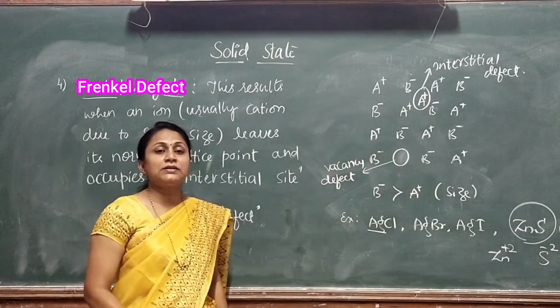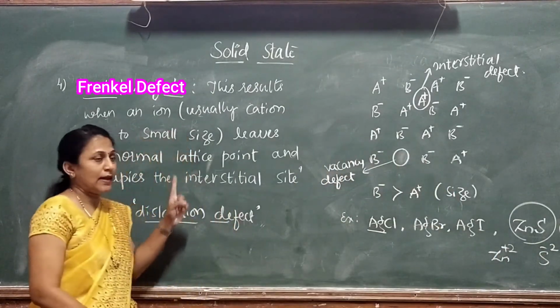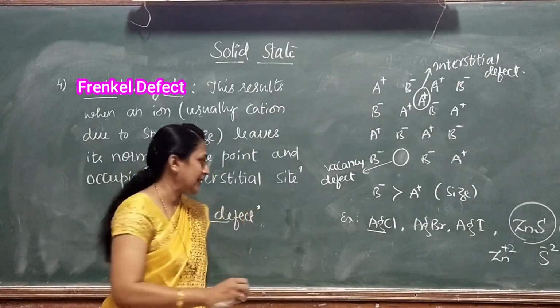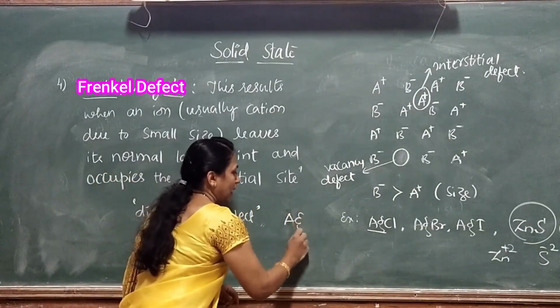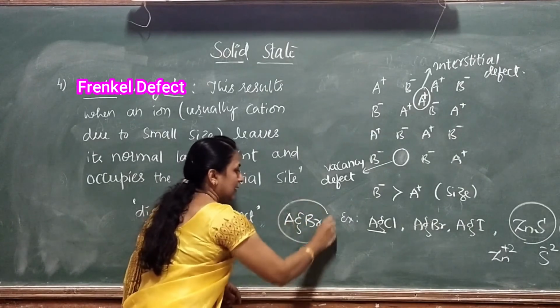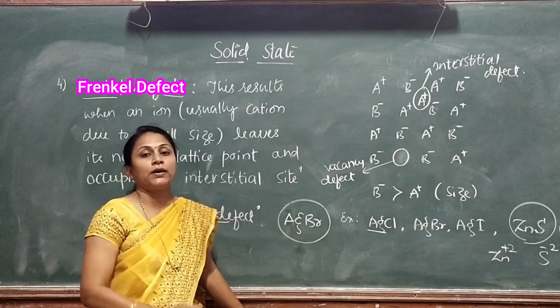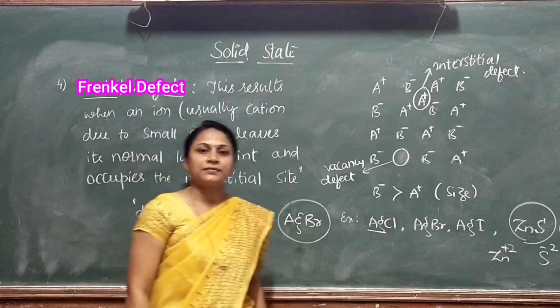In certain crystals, both the Schottky and Frenkel defects are found to occur together. Example, silver bromide. In silver bromide, both the Schottky and Frenkel defects are found to occur together. Thank you.